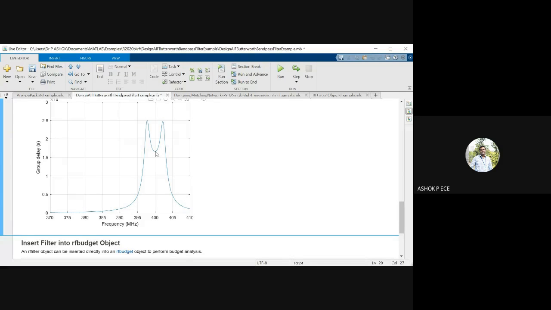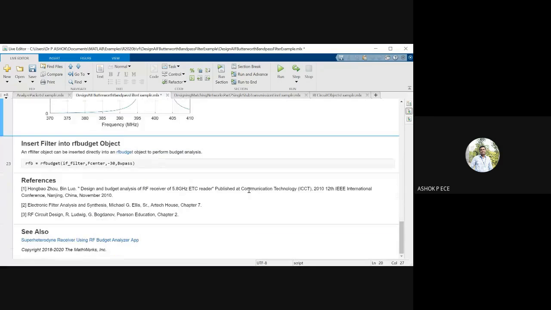So at that particular frequency, whatever signal you send is not delayed. It is sent as it is to the output without much delay. Whereas outside the band, the group delay is very, very high, which means the signals outside the design frequency will be delayed a lot before being sent to the output.